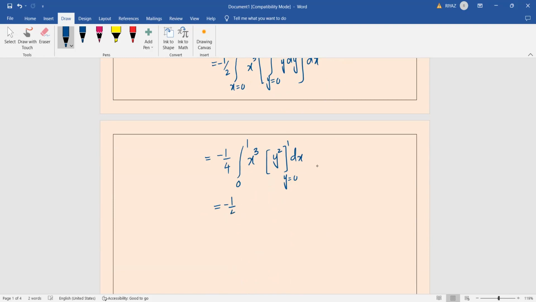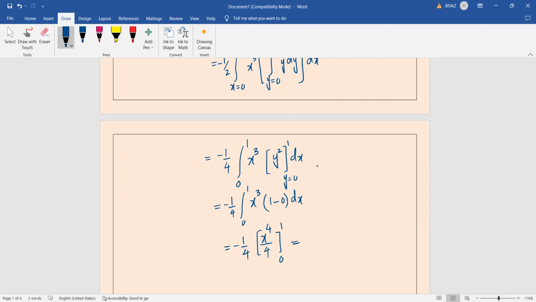Minus 1 by 4, this is 0 to 1. This is x cube. This is upper limit minus lower limit. It should be 1 minus 0 only. Finally, we have to integrate this function with respect to x only. Minus 1 by 4 into, and now I am directly integrating x cube, which is x power 4 by 4, from 0 to 1, because 1 minus 0 I am not considering.